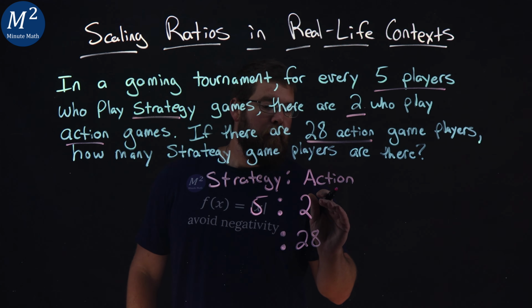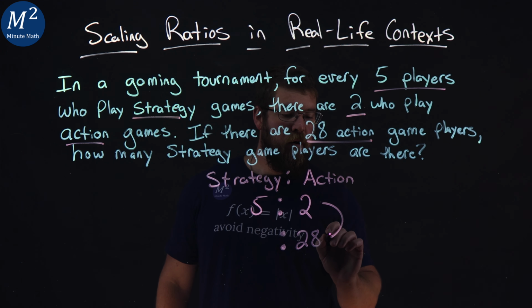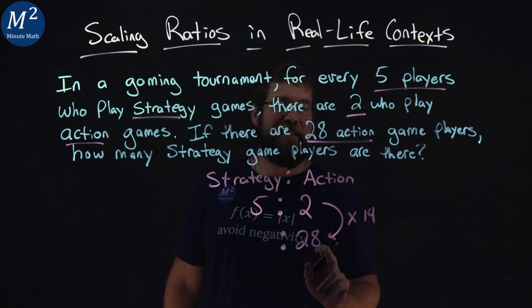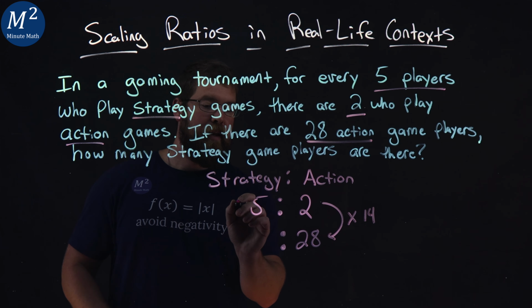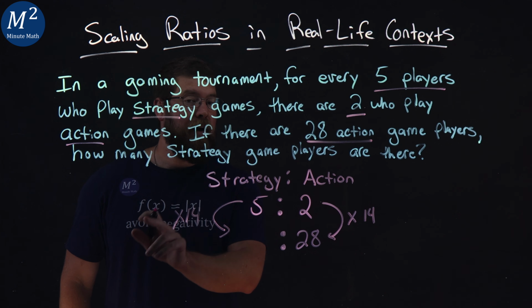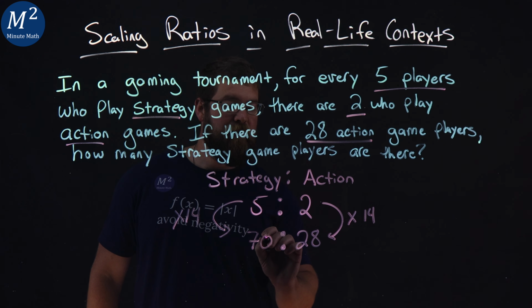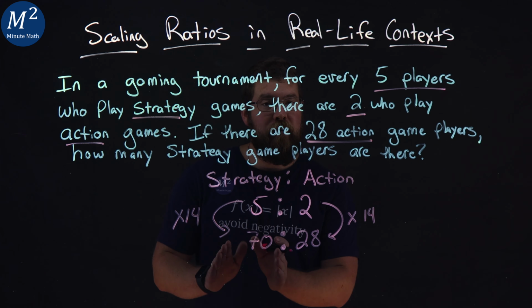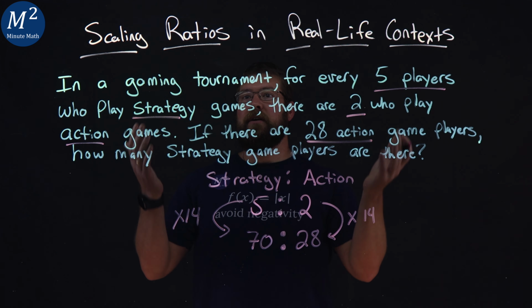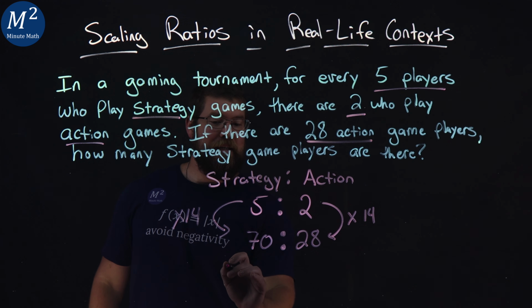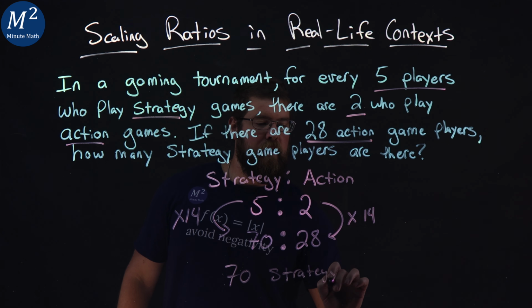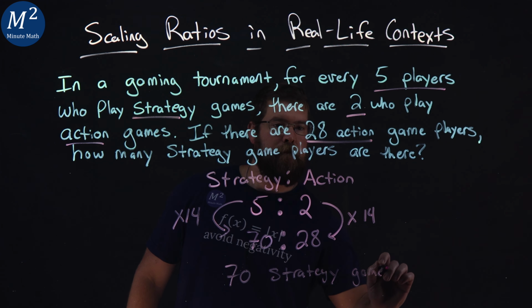But if you notice, from getting 2 to 28, we're multiplying by 14. 2 times 14 gets us that 28. So we're going to apply that here with 5. We're going to multiply by 14 as well, and 5 times 14 is 70. So for every 70 strategy game players, there are 28 action game players at this tournament. So our answer here would be 70 strategy game players.